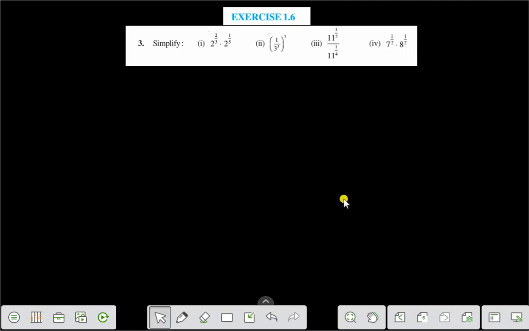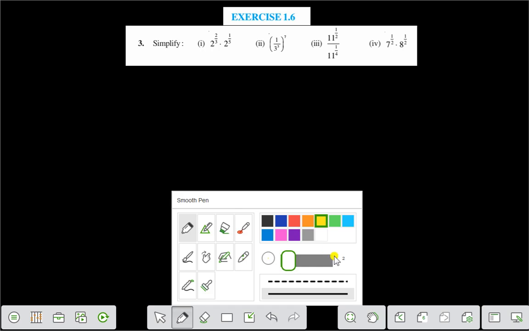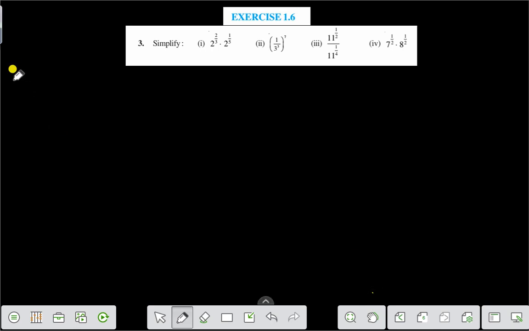Hello everyone. Today I'll discuss exercise 1.6 question number 3. Let us discuss question number 3. Number 1 is 2 to the power 2 by 3 into 2 to the power 1 by 5.